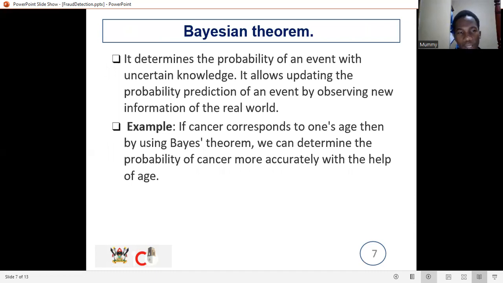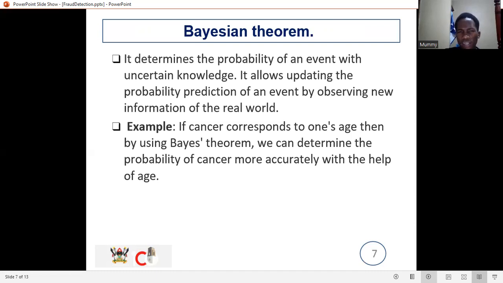Bayesian theorem. Bayesian theorem determines the probability of an event with uncertain knowledge. It allows updating the probability prediction of an event by observing new information of the real world. For example, if cancer corresponds to one's age, then by using Bayes' theorem, we can determine the probability of cancer more accurately with the help of age.